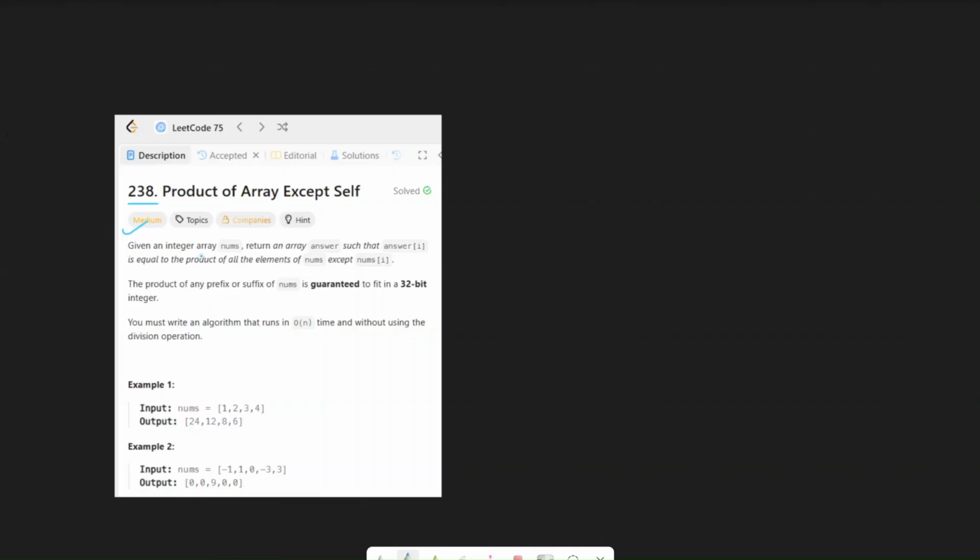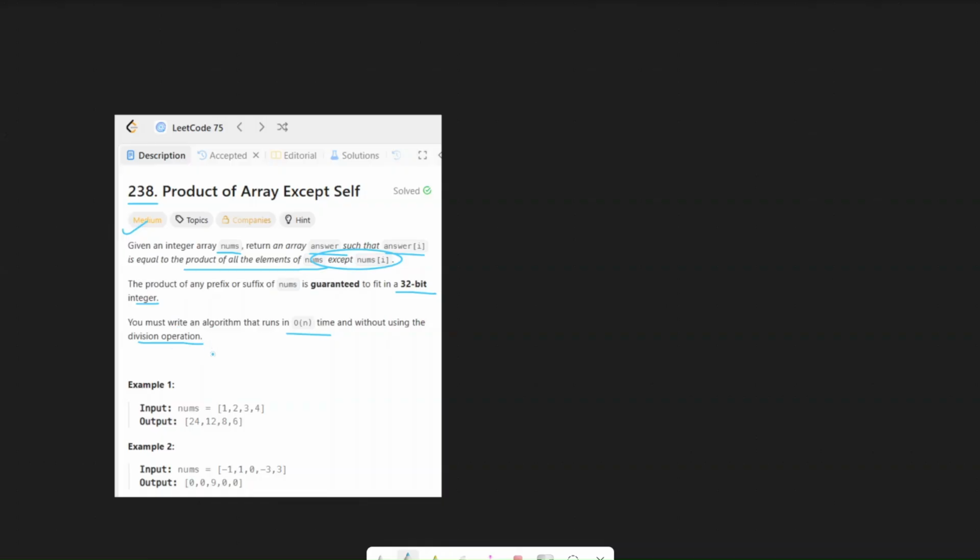So the problem states that given an integer array nums, return an array answer such that answer[i] is equal to the product of all elements of nums except nums[i]. The product of any prefix or suffix of nums is guaranteed to fit in a 32-bit integer. You must write an algorithm that runs in O(n) time and without using the division operation. So we are given some constraints that our time complexity should be O(n) and we cannot use the division operation.